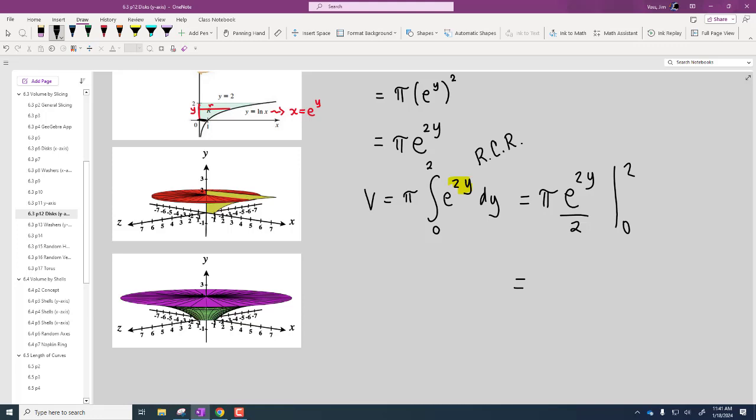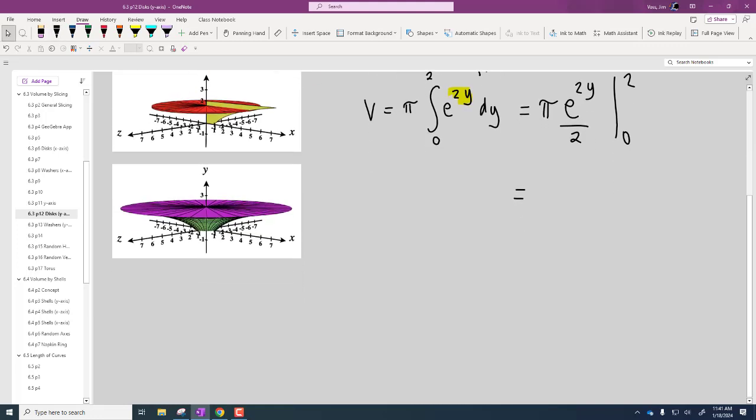All right, and then we just have to evaluate our antiderivative on the endpoints. So plug in a 2. I'm going to write this as pi over 2 multiplied by the quantity. So I'm just going to think about keeping the pi over 2 out in front. Plug in the upper limit of integration, we get e to the 4 minus, plug in 0, e to the 0, 1. So there is our volume.